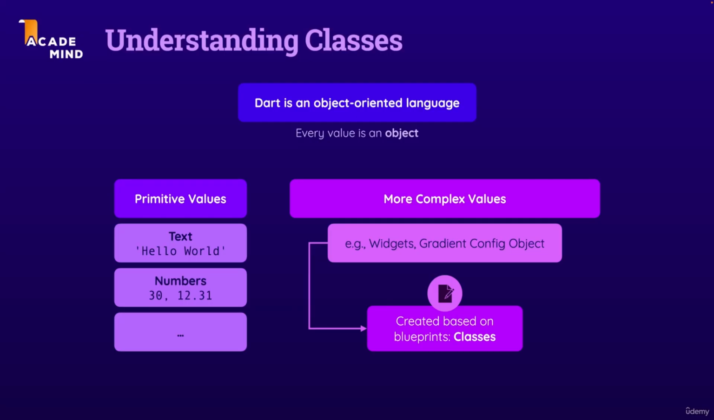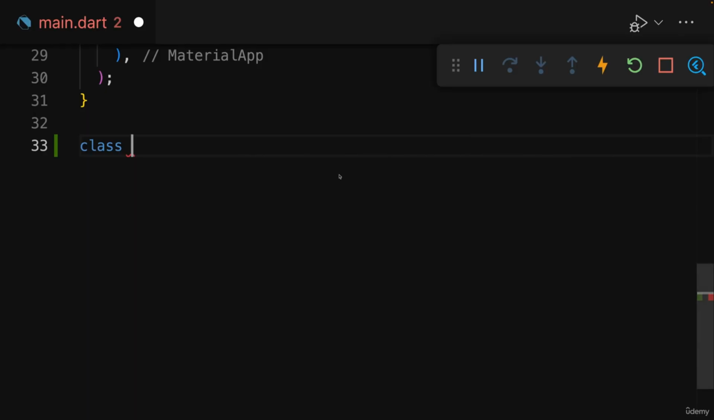So now that we know that it's all about objects and that those objects are built based on classes, the question is, which code do we have to write here to create our own widget class? And the answer to that is that you use the class keyword to tell Dart that you are about to create a class. And then any name of your choice, like gradient container.